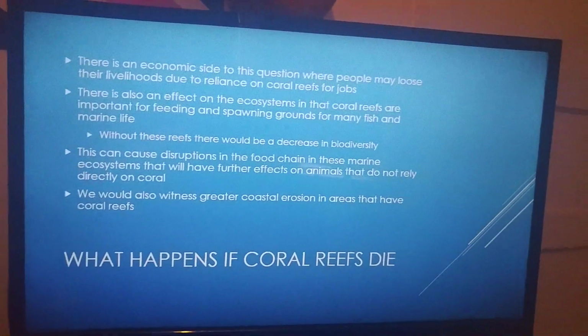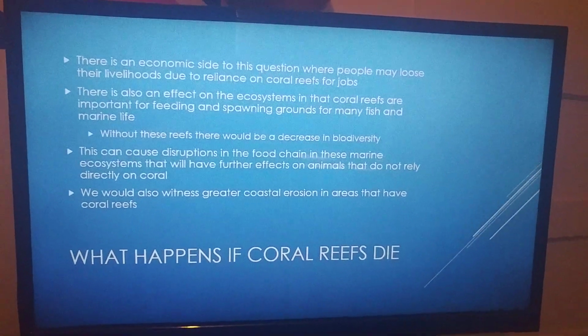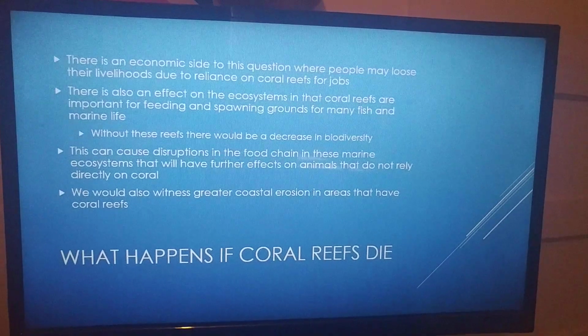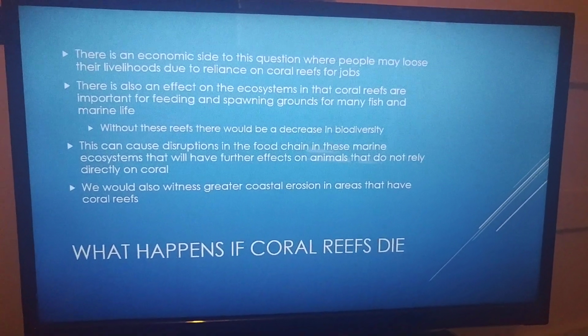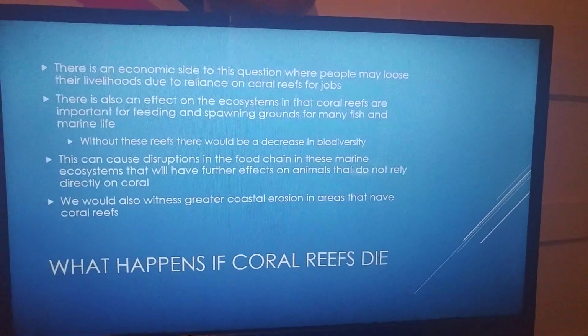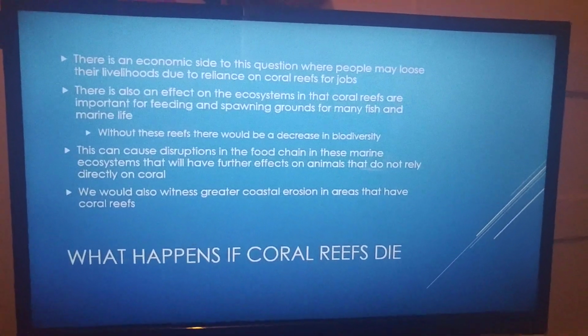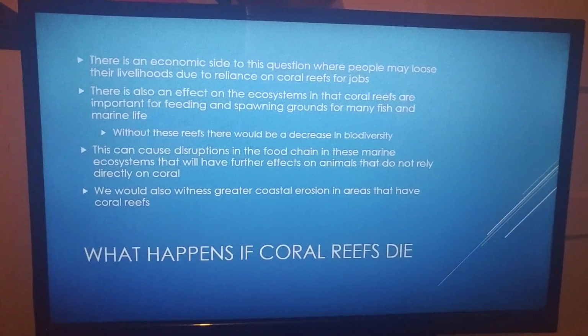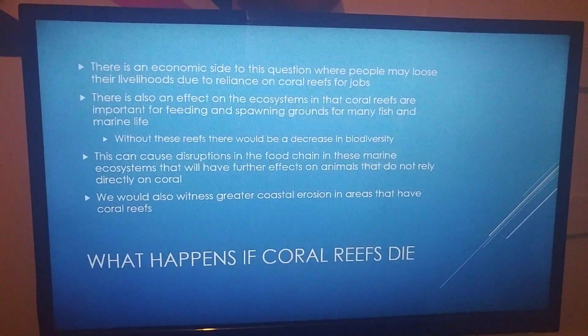What happens if coral reefs die? There's an economic side to this question where people may lose their livelihoods due to reliance on coral reefs for jobs. It's very big, like coral reefs are incredibly important to the fishing industry, as well as tourism. It's an estimated 38 million people are employed around coral reefs.